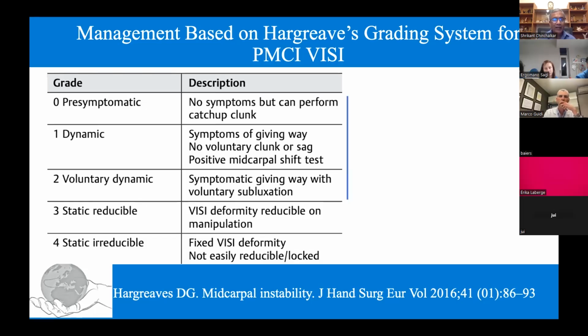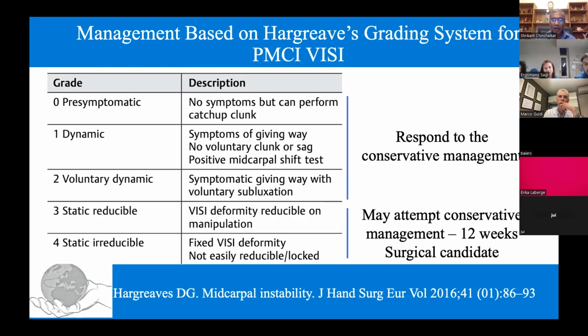So if you look at grade 0, 1, and 2, these three categories of instability will definitely respond better to the conservative management that we use in our clinical setting. However, the stage 3 or grade 3 static reducible may respond to conservative management or may not, whereas grade 4, patients often show the fixed VISI deformity, which is not easily reducible and is in a locked position. They may respond somewhat to some degree, but definitely they are the surgical candidates.